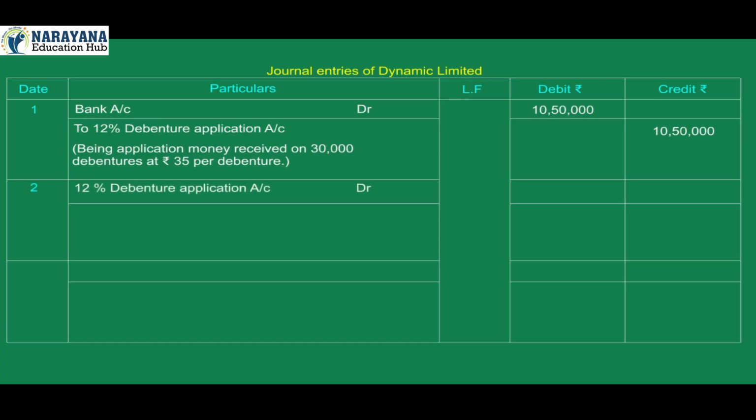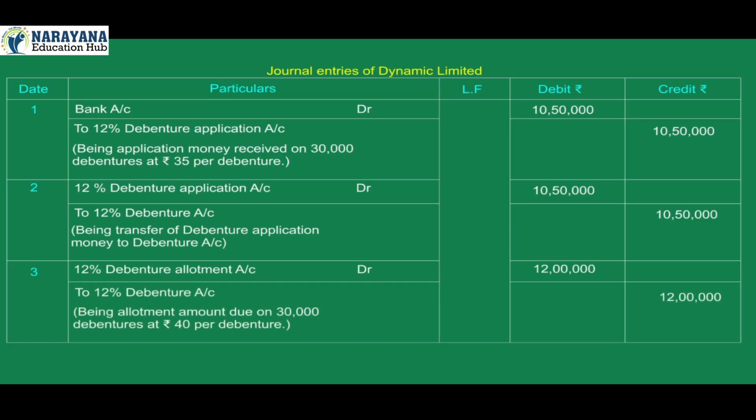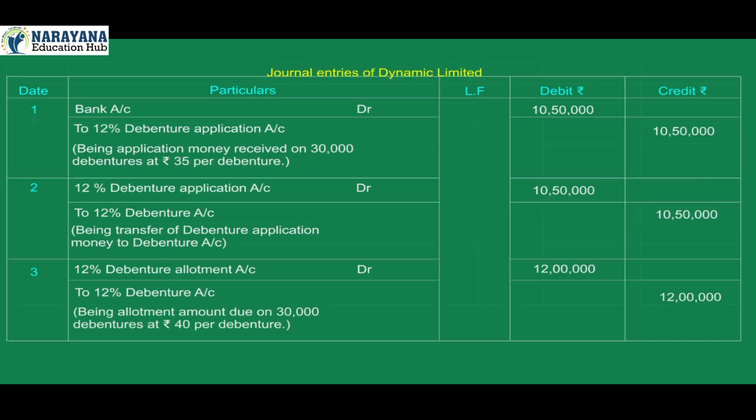12% debenture application account debit 10,50,000 to 12% debenture account credit 10,50,000. Being transfer of debenture application money to debenture account. 3. 12% debenture allotment account debit 12 lakh to 12% debenture account credit 12 lakh. Being allotment amount due on 30,000 debentures at Rs 40 per debenture.